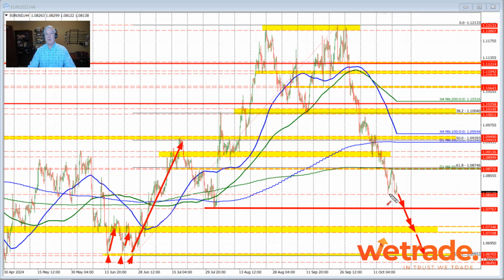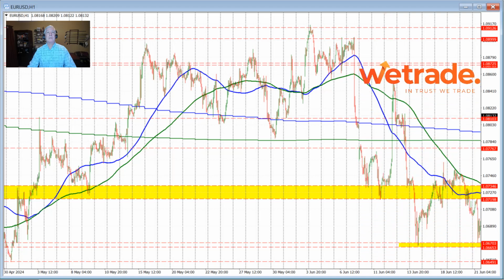If we can't get below that level, which was sort of a random level from last week, but is starting to act as something a little bit more important, then the battle continues between the 200-day moving average, 61.8% swing area up here, and this new floor at 1.0810.